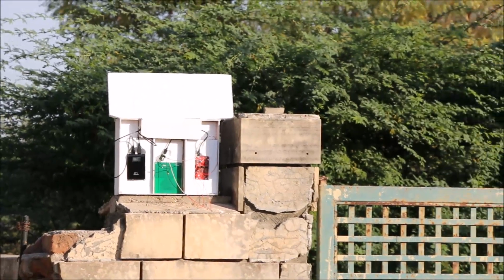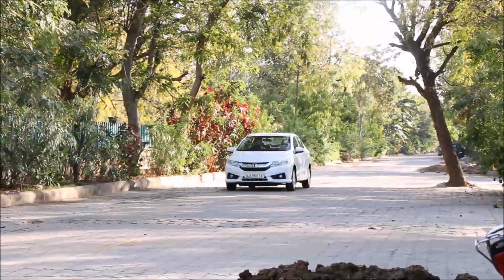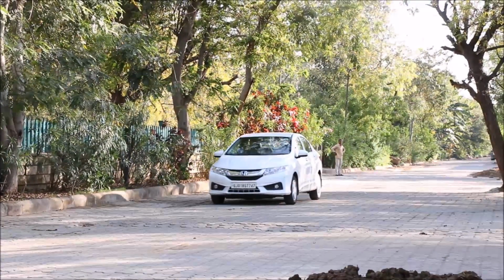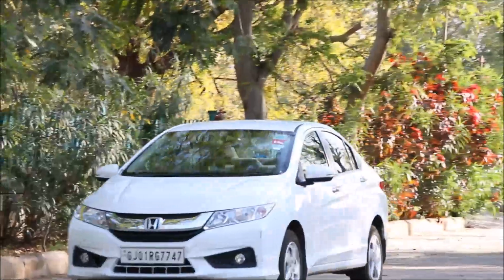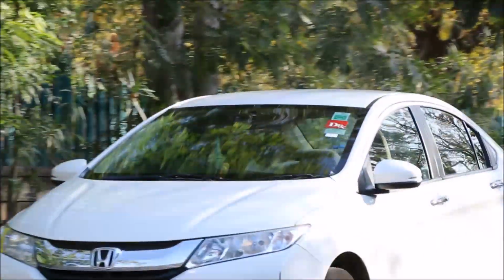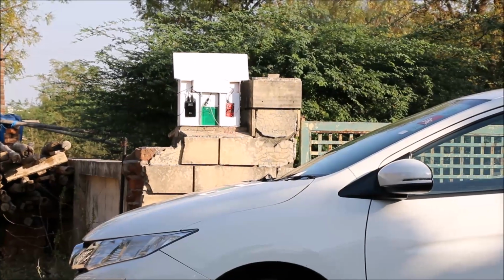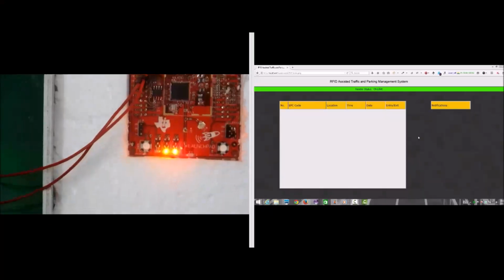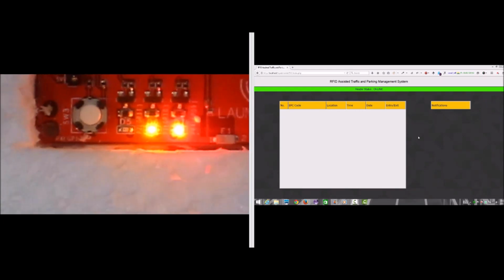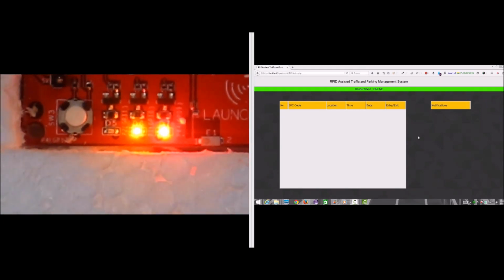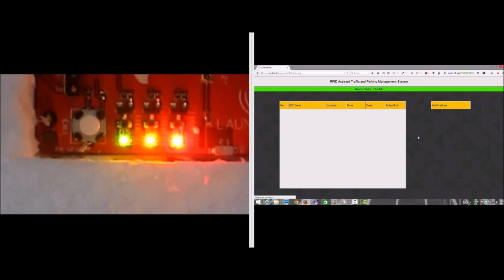Now let's consider the last scenario. Here a car is approaching the no parking zone indicated by the RFID reader module. The car will be parked in the no parking zone as indicated in the video. So on the Texas Instruments CC3200 launchpad, a green LED will flash indicating that the data regarding the EPC code of the car has been uploaded on the server and the person can be fined appropriately.